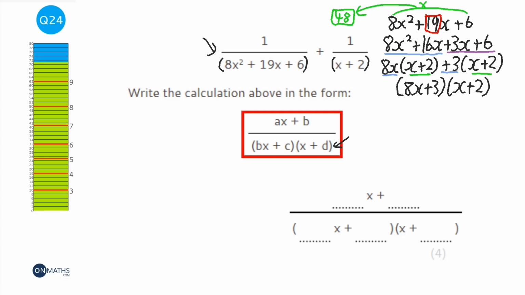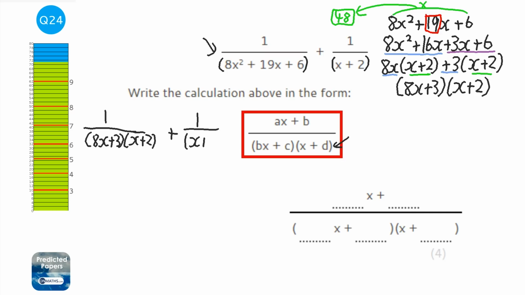Cool. So I can rewrite that. Now I'm going to rewrite the question. So now it becomes 1 over (8x plus 3)(x plus 2) plus 1 over x plus 2. Now you notice that actually that bracket is the same, so all I need to do is times top and bottom here by 8x plus 3. I'm squishing it a little bit, and it will have common denominator.